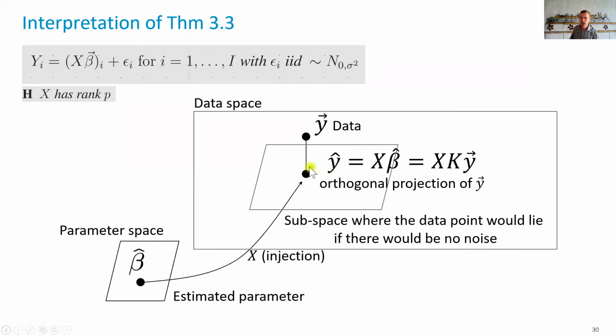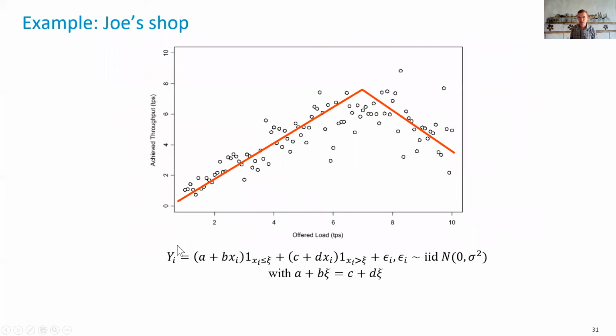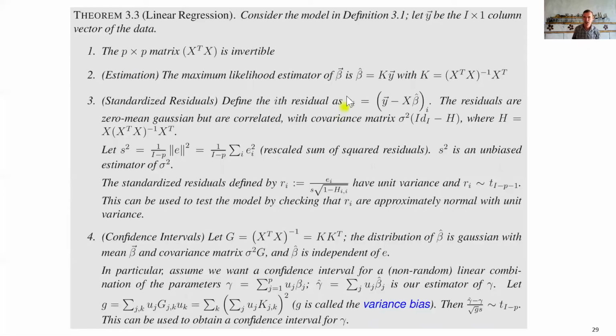Now, the Y hat is our estimate of where the true but unobservable thing would be if there would be no noise. And then, because X is a one-to-one mapping, is an injection, for every Y hat, there is a unique beta hat that we simply need to invert. Now, of course, X is an injection, but not a bijection, so we need a better formula, and this is exactly what is given by this thing here. The beta hat is K, the same matrix, applied to Y here.